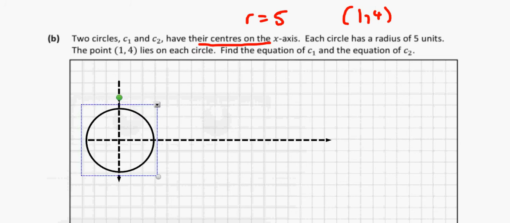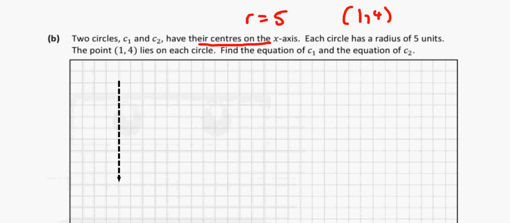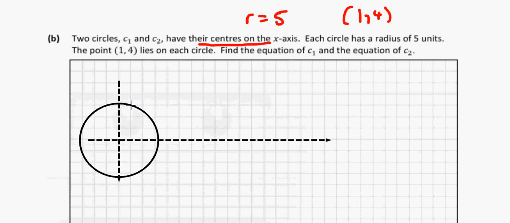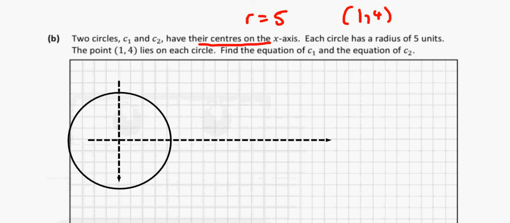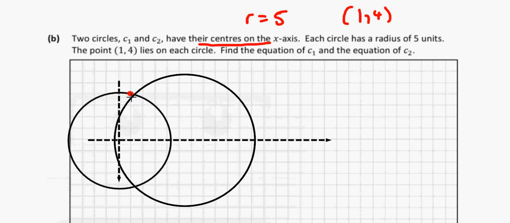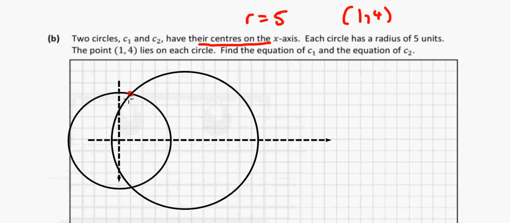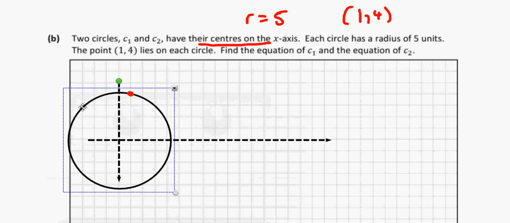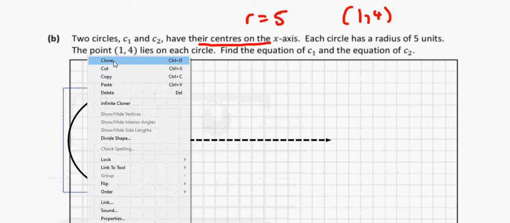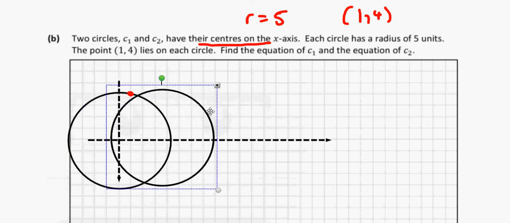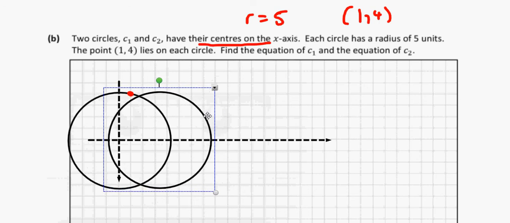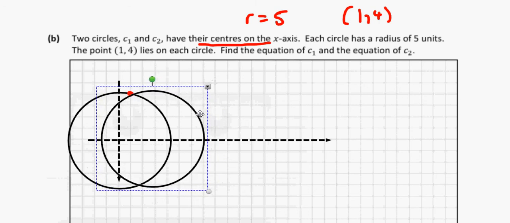So what I'm thinking of is something like this. I'm going to go back a step until I get (1,4) perfect in my line. 1 across and 4 up, there's (1,4) there. The other circle comes in, and no matter where I put it, it also has (1,4). Now they're both radius 5, so that isn't accurate. I need to do another one. Clone it and move one along the line. This is what we're looking for.